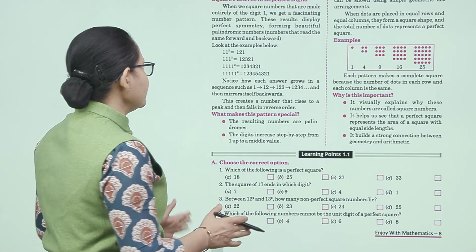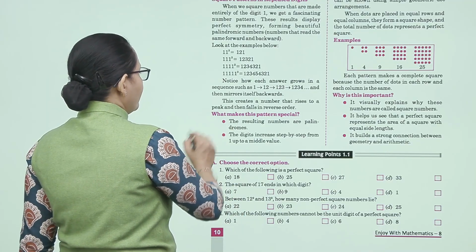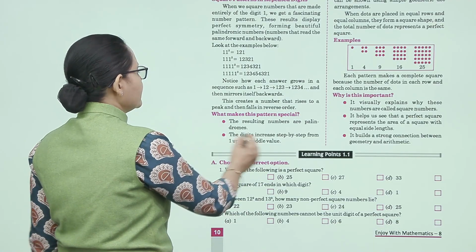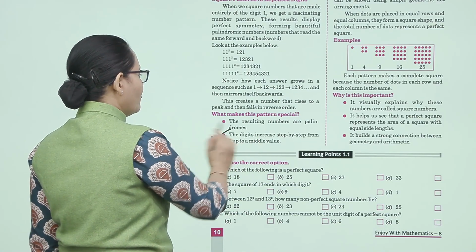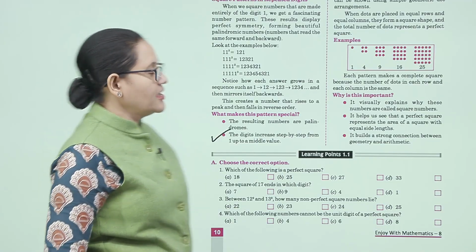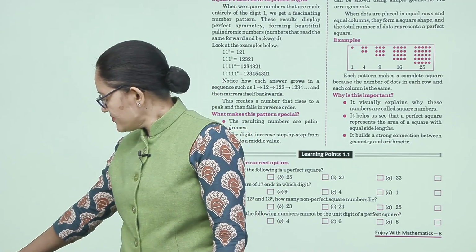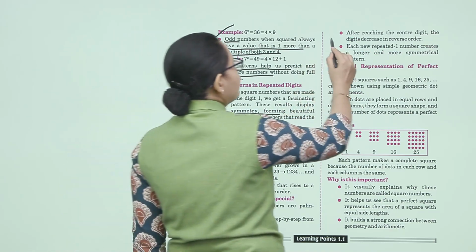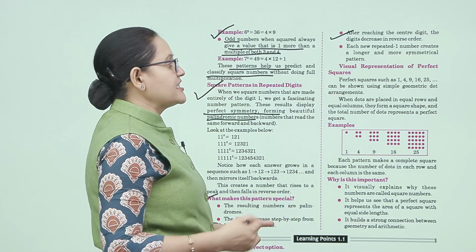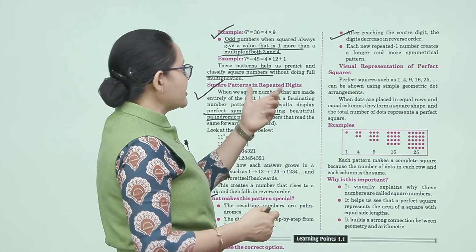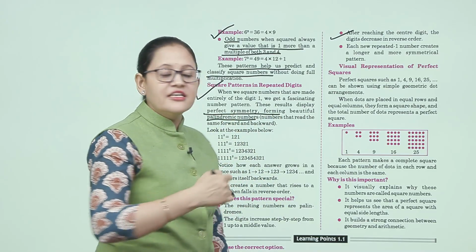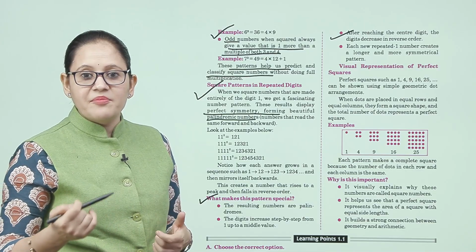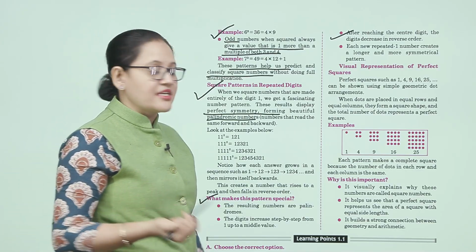So, you have seen this pattern. The resulting numbers are palindromic, and the digit increases step by step from 1 to the middle value. Clear? Now, after reaching the center digit, the digit decreases in reverse order. When we reach the center digit, the digits start decreasing in reverse order. Each new repeated-1 number creates a longer and more symmetrical pattern.